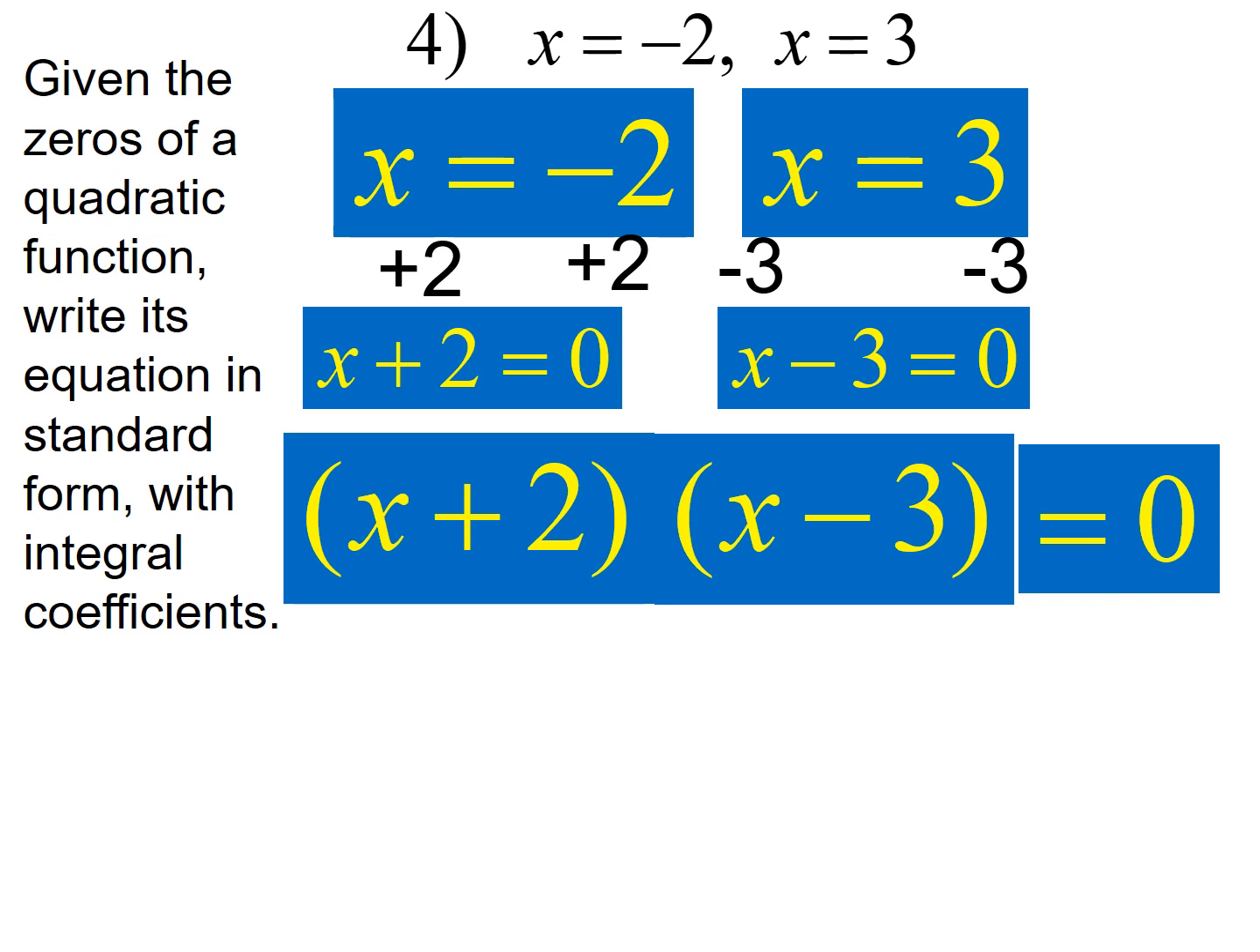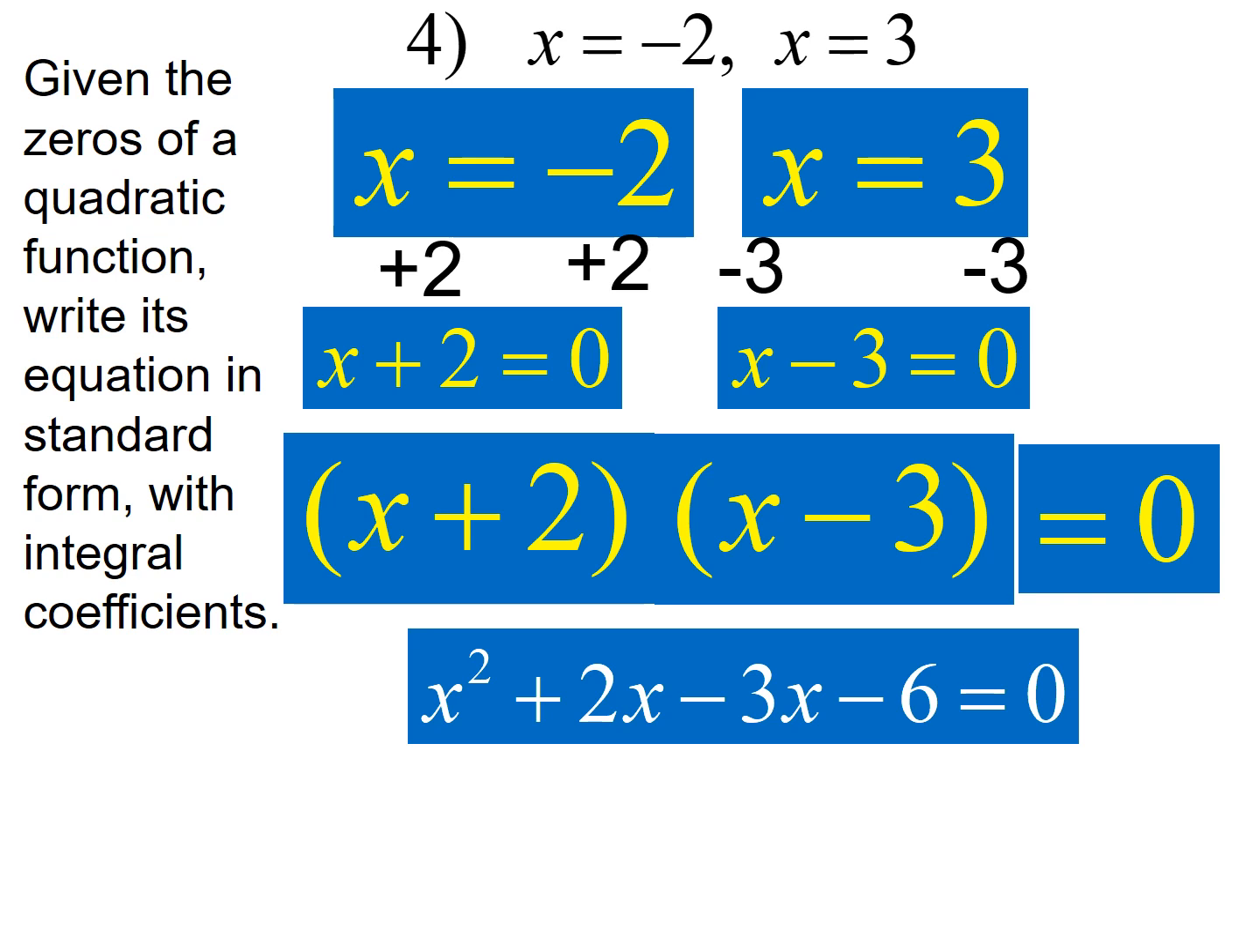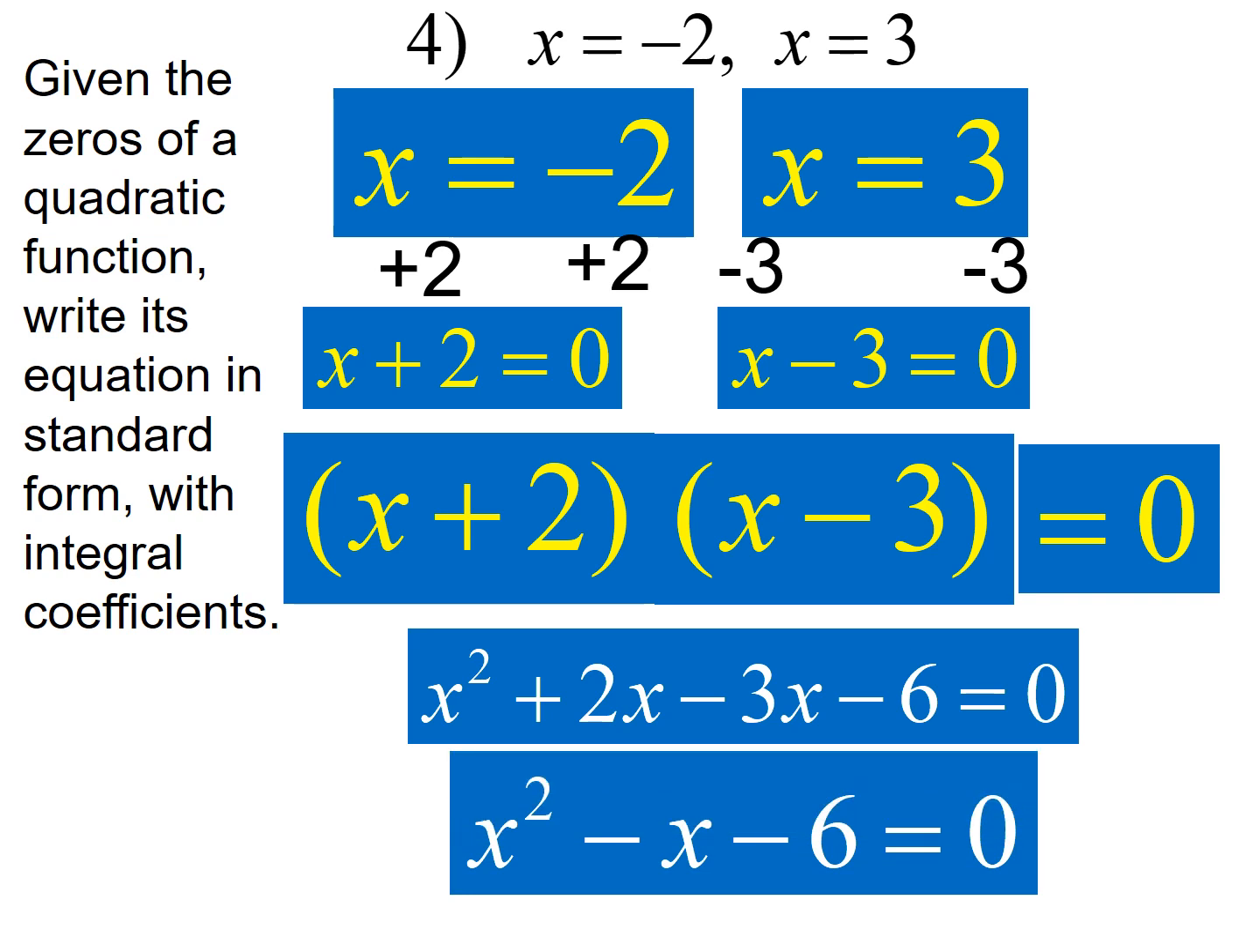Next, we're going to FOIL. Some of you use the box method. And when you do, this is what you get. x squared plus 2x minus 3x minus 6 is equal to 0. We always have to simplify by combining like terms. And voila, here we go. x squared minus x minus 6 is equal to 0.